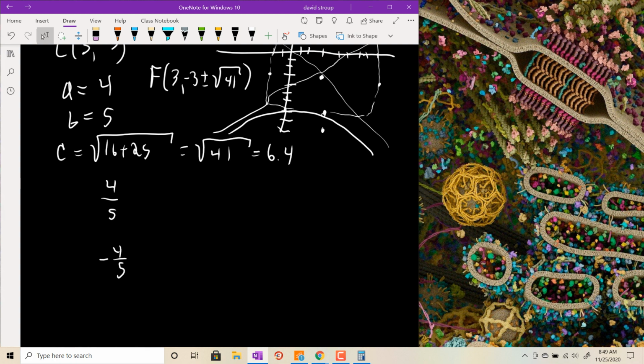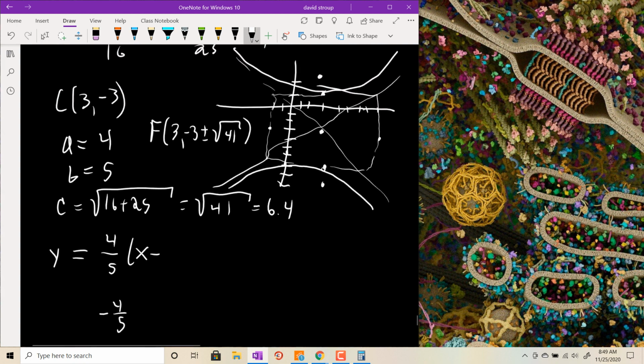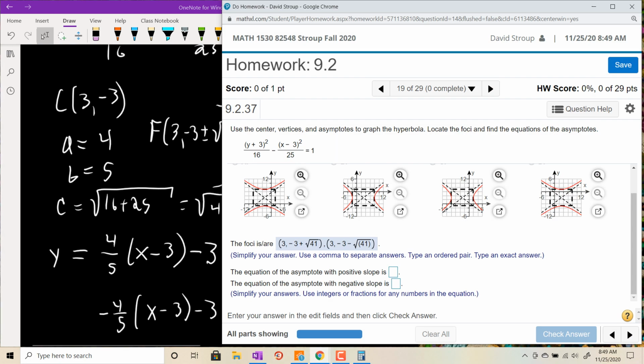So it'll be y equals 4/5 times x minus the x coordinate of the center. So x minus 3, and then plus the y coordinate, so that would be minus 3 then. And then this other guy would be x minus 3 minus 3. Does it want you to simplify? Yeah.